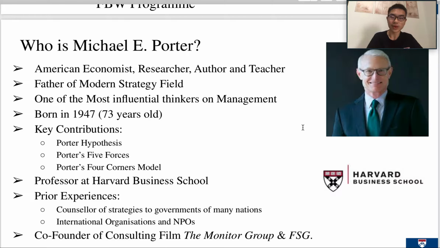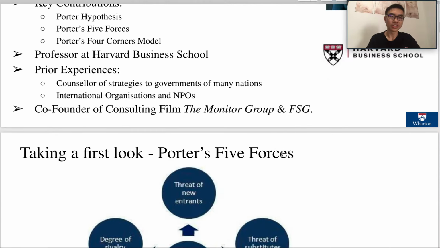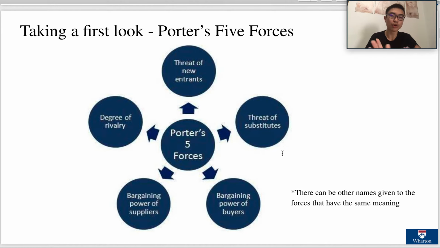His prior experiences include serving as a counselor of strategies to governments of many nations, and he was a strategist for international organizations and NPOs as well. Currently, I don't know the specific year, but he's a co-founder of the consulting firms Monitor Group and FSG. So this is about Michael Porter, and now I'm going to introduce Porter's 5 forces.